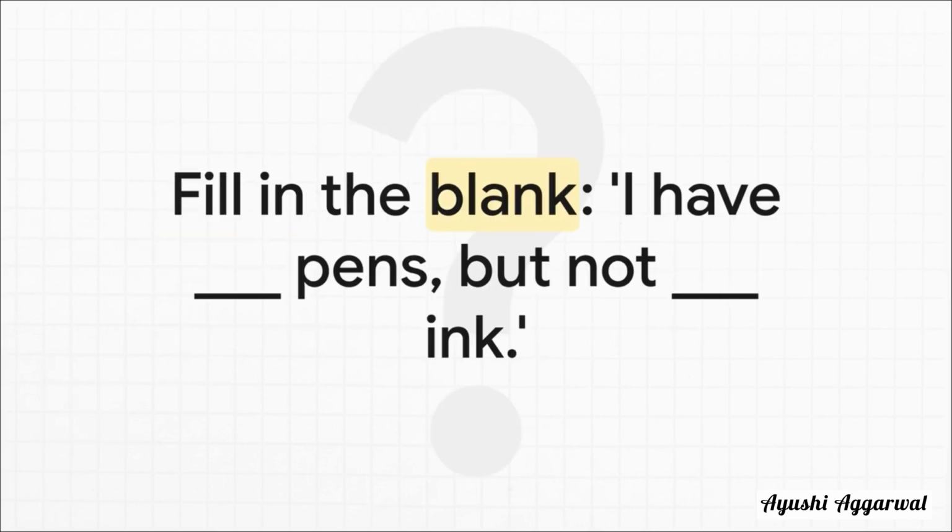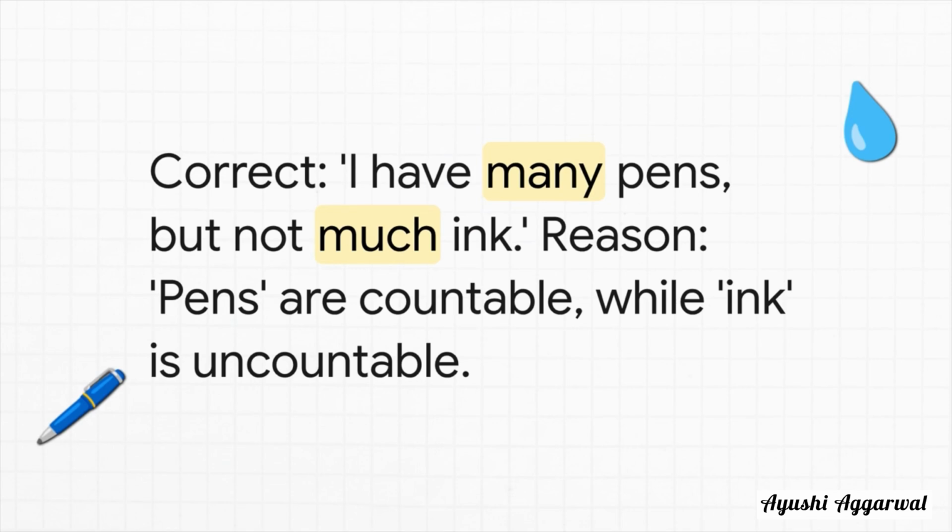Okay, one more. A fill in the blank this time. I have blank pens, but not blank ink. Your options are many and much. Think back to that rule we just talked about, countable versus uncountable. And there you have it. This is a perfect illustration of that rule. You got it. Pens are something we can count, so we use many. Ink is uncountable, so we use much. I have many pens, but not much ink. See how easy it is once you know the rule?